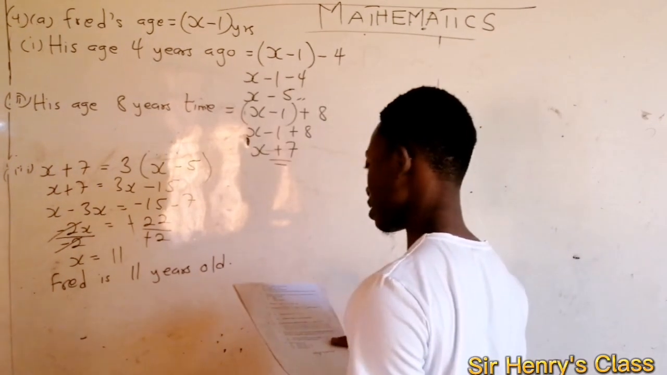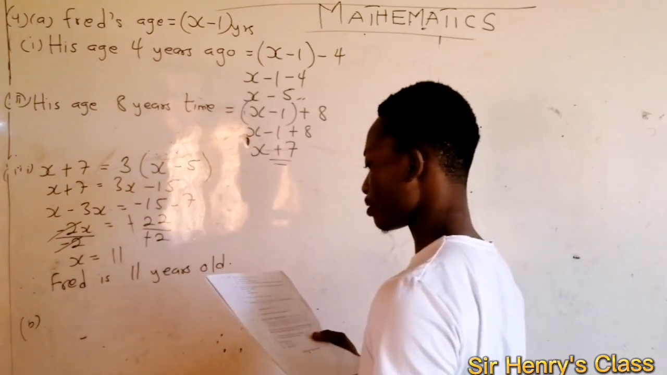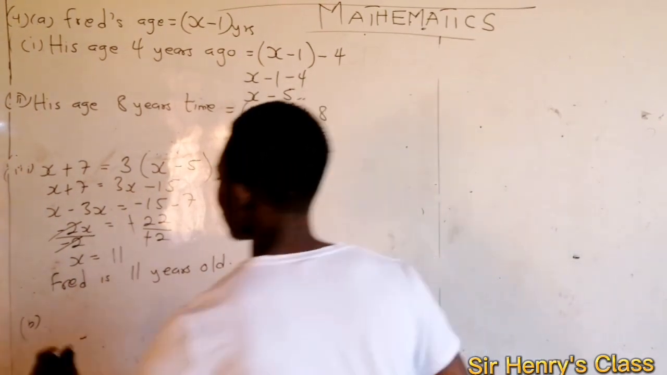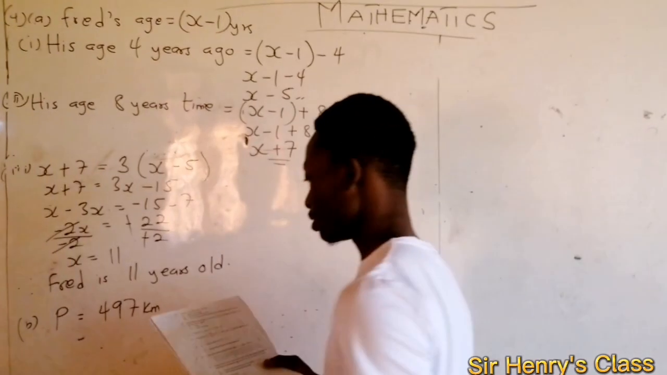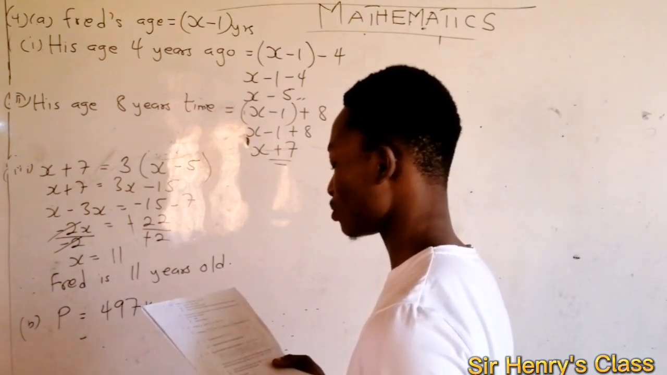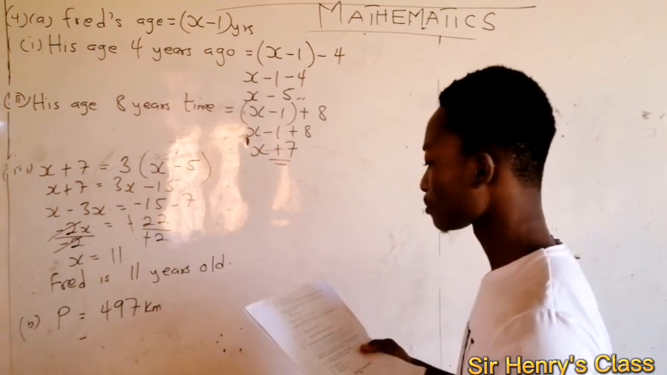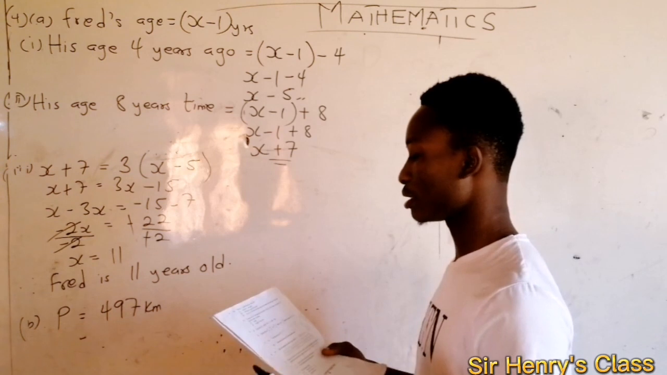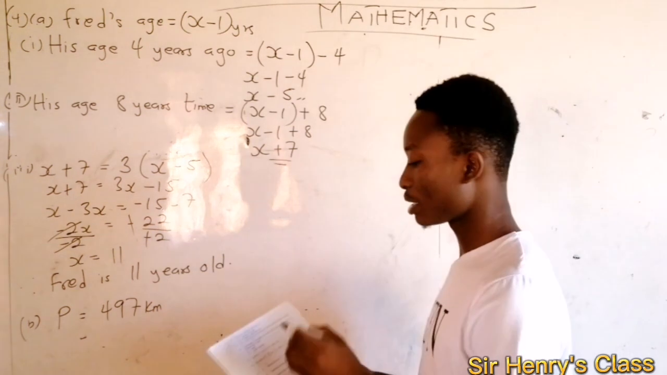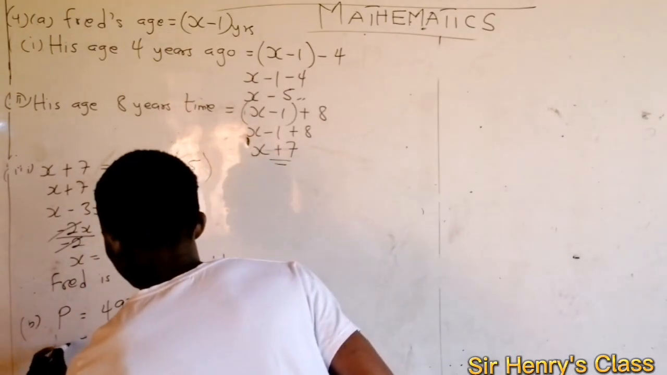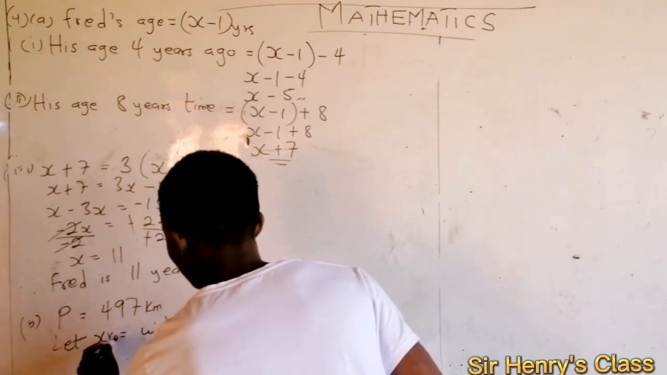Now let's go to question number 4b. The perimeter of a rectangular pool farm is 497 kilometers. The length of the farm is 2.5 times the width. And if you want to get the length, you need to multiply 2.5 by the width. But the width is not given. So we say let x equal the width. So this is the unit, so x kilometers.